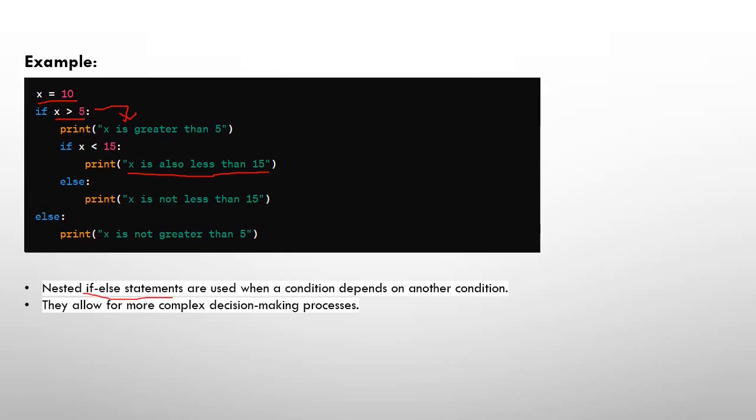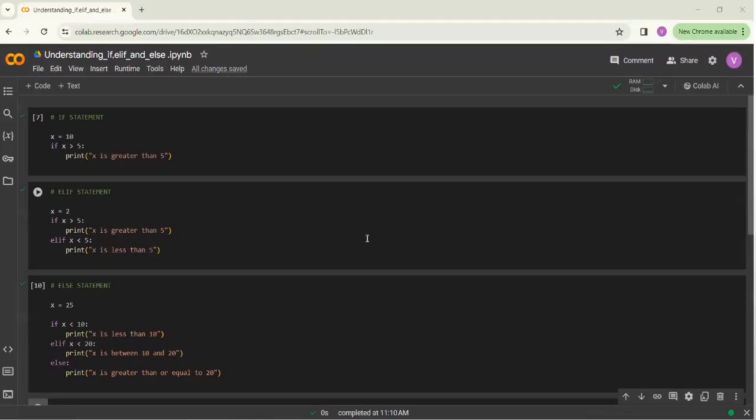Nested if-else statements are used when a condition depends on another condition. They allow for more complex decision-making processes. Now we will go to the Google Colab platform where we will see some practical application of what we have learned today. So now we are at the Google Colab platform and let's start with an example of if statement.